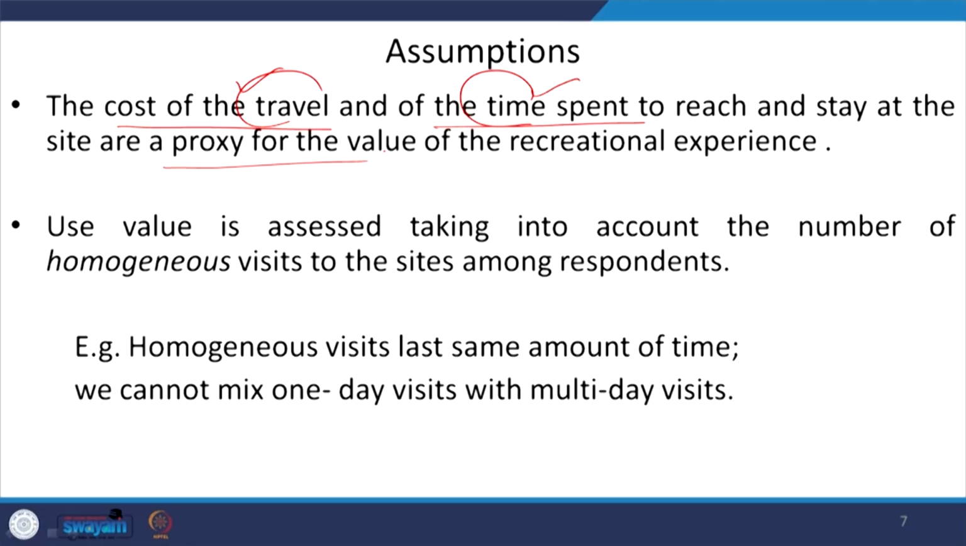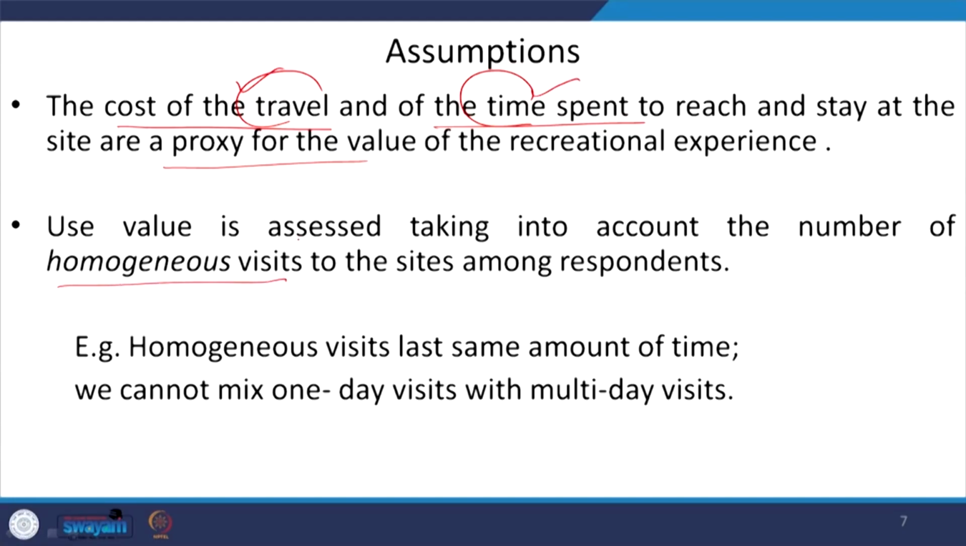And moreover, as you understand, this revealed preference method deals with the use value. Here the use value can be analyzed by taking into account the number of homogeneous visits to that particular site among the different visitors. What are these homogeneous visits? The assumption is that in the travel cost method we need to take into account those number of visits which are said to be homogeneous visits by the travelers or visitors. So, what are homogeneous visits? That means in case of homogeneous visits, we need to take into account the amount of time.